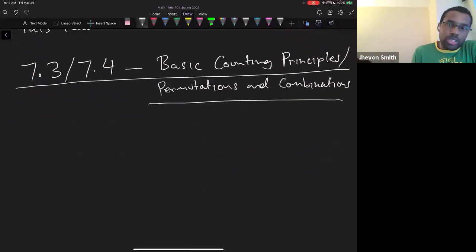The first thing I want you to know about basic counting is the thing that I mentioned earlier. There's something called the multiplication rule.